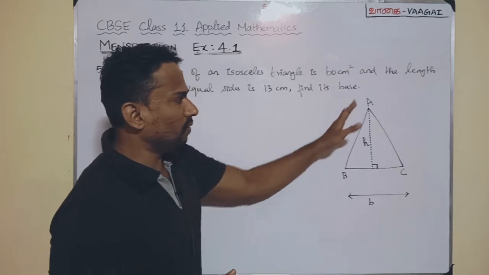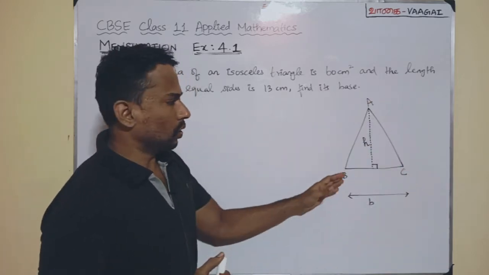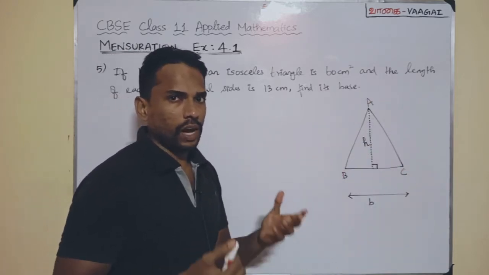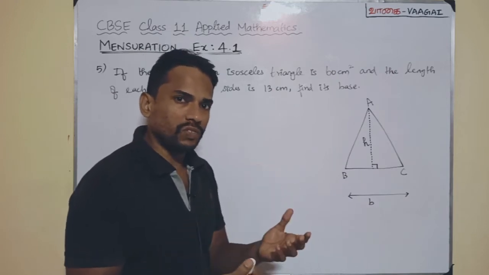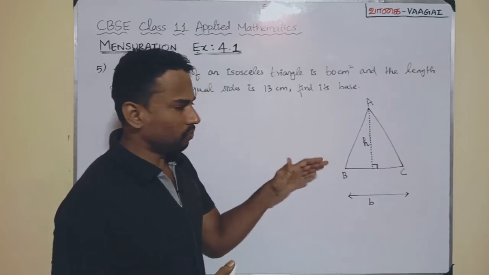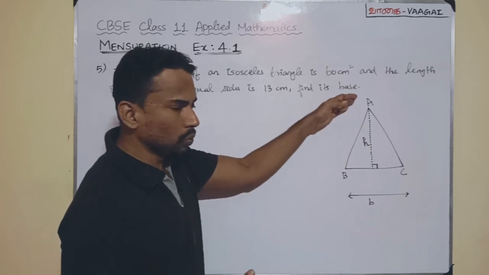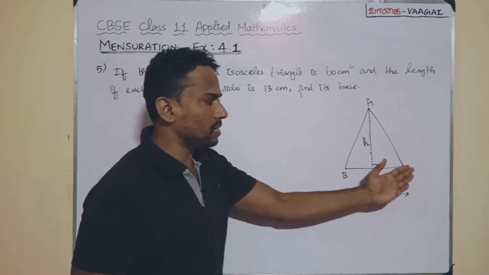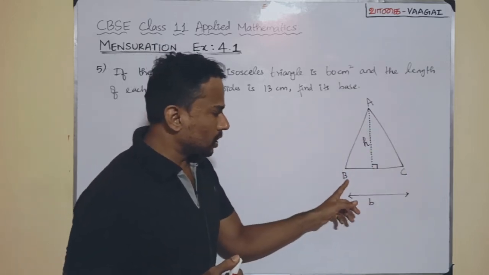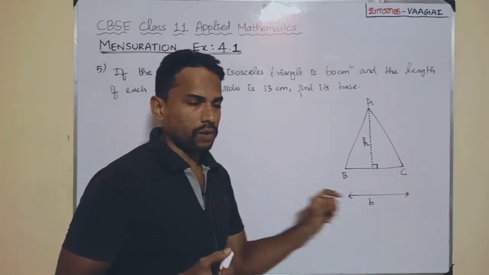Now whenever we have an isosceles triangle like this, we already know that two sides will be equal. So for this triangle, I'm going to take these two sides, AB and AC, as equal. And now this BC is like our base. Okay, fine.